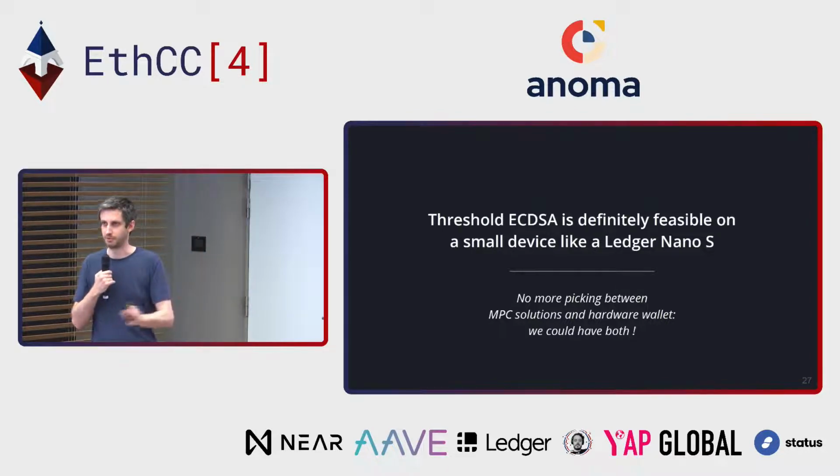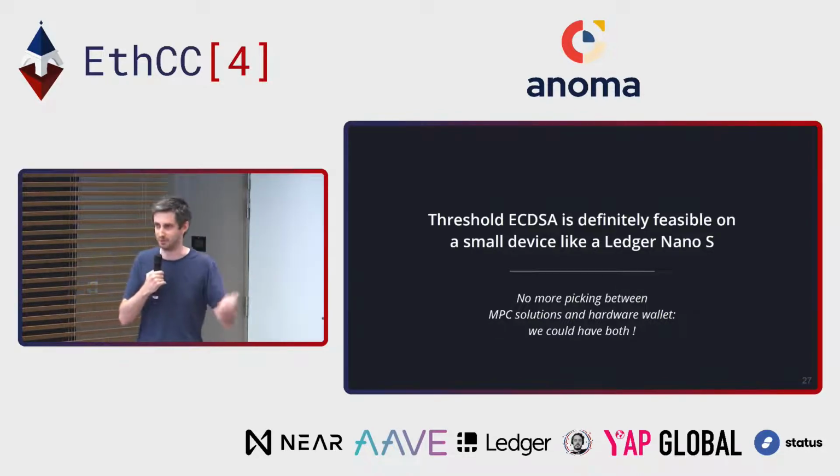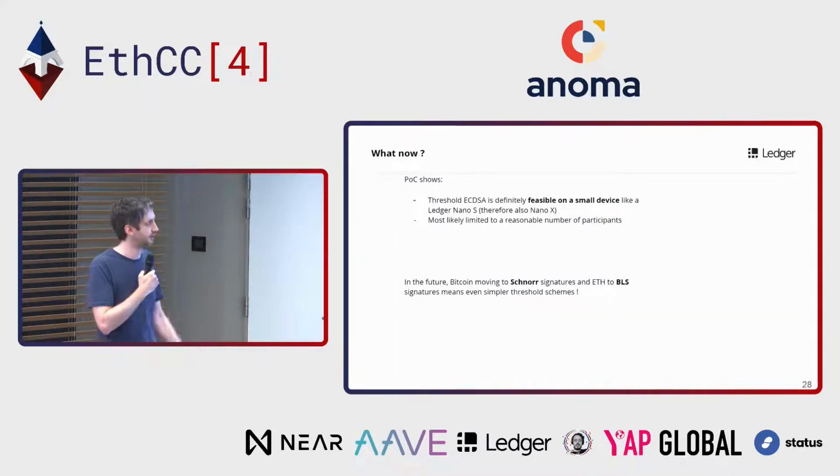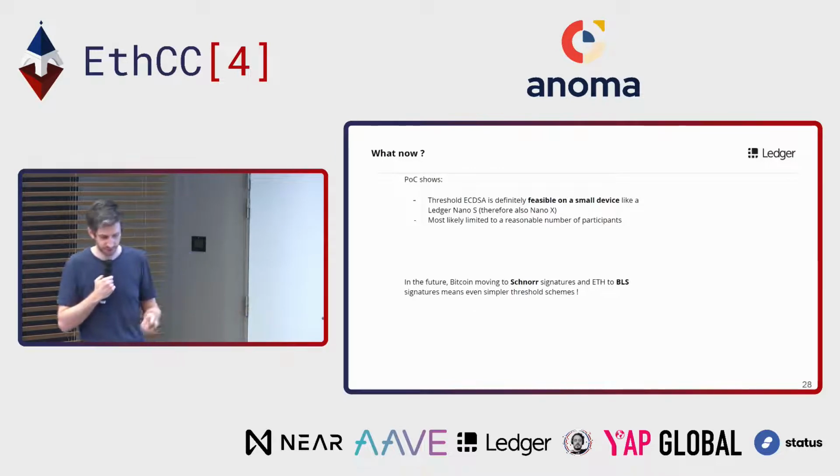So this is not a product I'm talking about. This is not available on your Ledger Nano. This is just research and development here. But I hope we can put that in practice. Of course, if it's feasible on Nano S, it's also feasible on Nano X, which is a beefier version. Probably you won't be able to do a 20 out of 50 scheme, but I'm not sure who needs that.